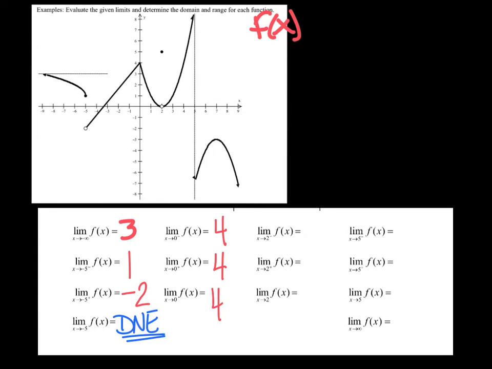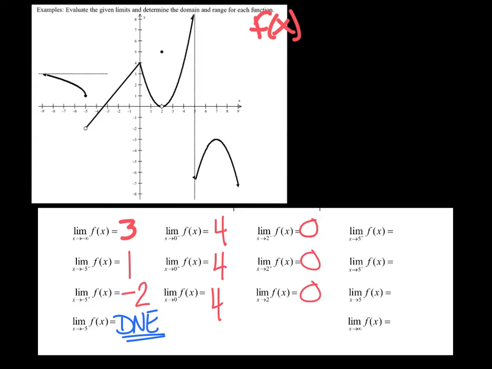Let's try positive 2. As I approach positive 2 from the left, so here's positive 2, coming in from the left, I'm approaching 2 on the left-hand side. It looks like I'm getting to a height of 0, intending to. As I approach 2 from the right, again, I'm intending to reach a height of 0. Therefore, my limit is 0.